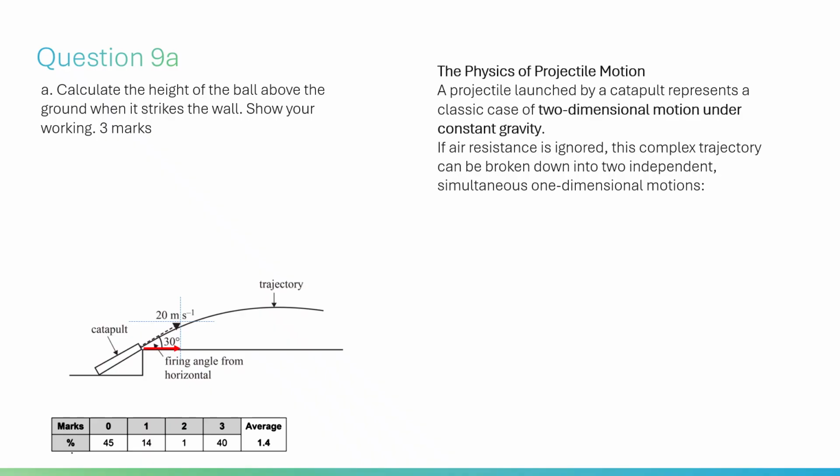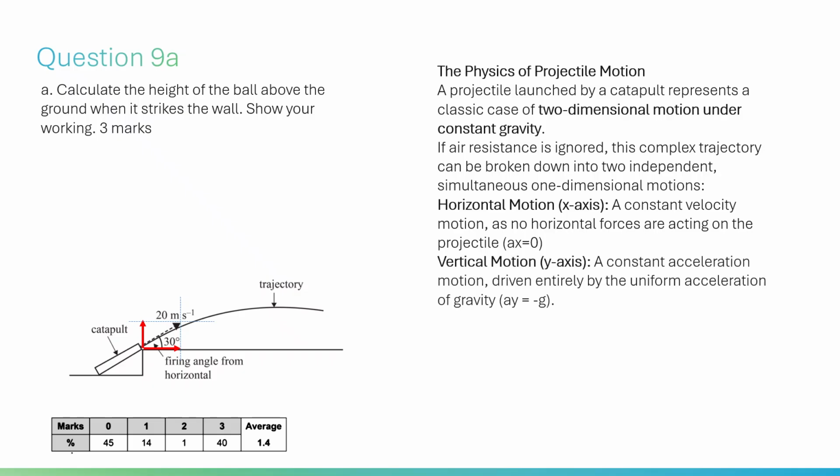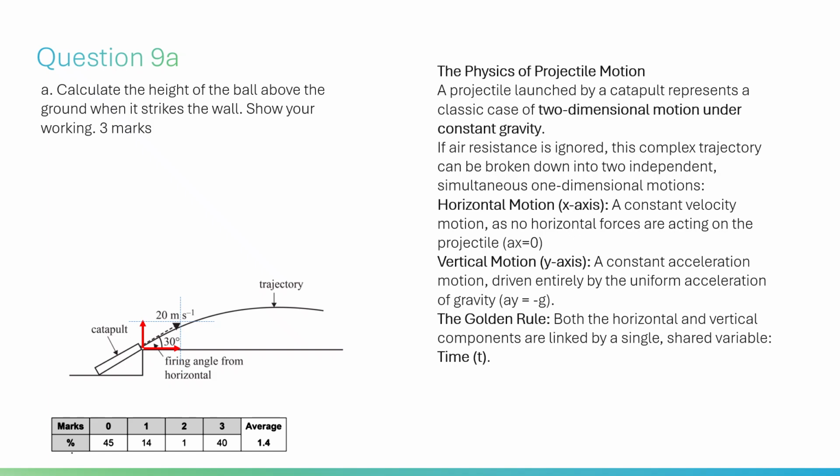Horizontal motion, x axis: a constant velocity motion, as no horizontal forces are acting on the projectile, so a_x equals 0. Vertical motion, y axis: a constant acceleration motion, driven entirely by the uniform acceleration of gravity, a equals g. The golden rule: both the horizontal and vertical components are linked by a single, shared variable, time, t.